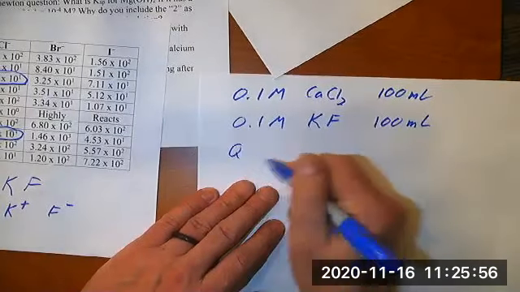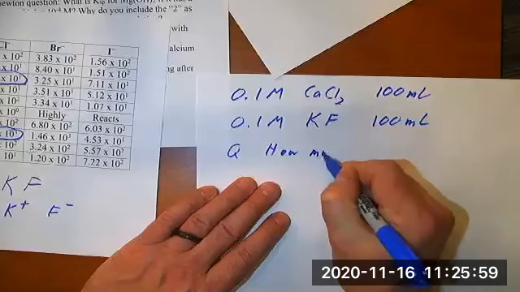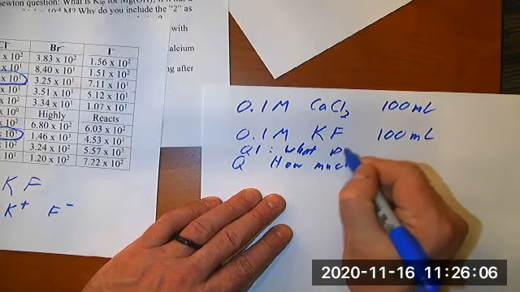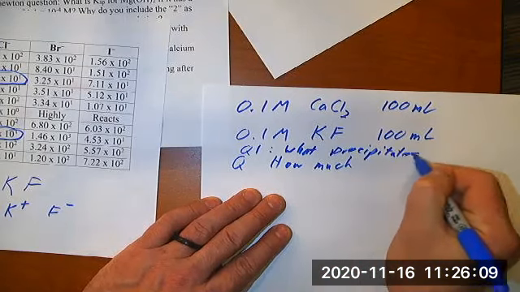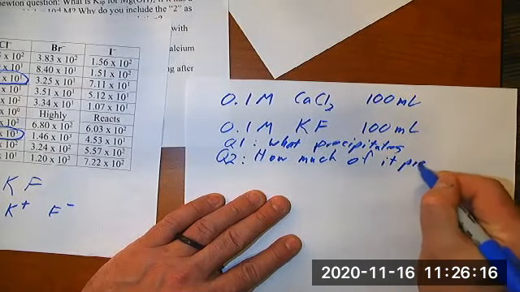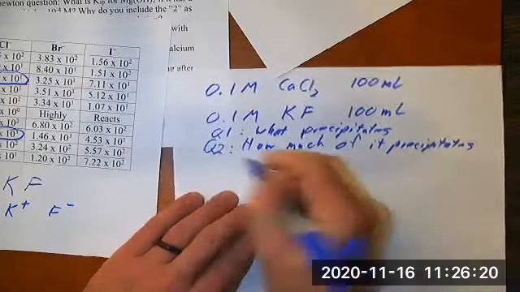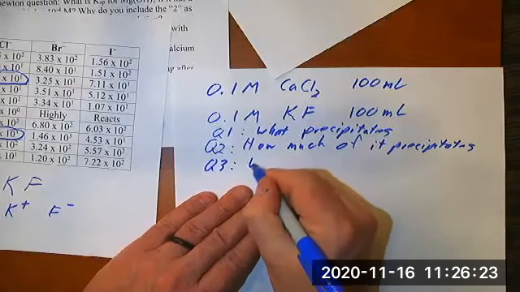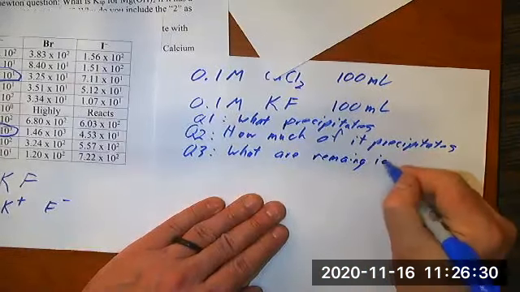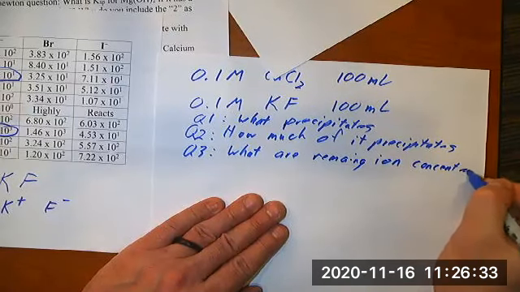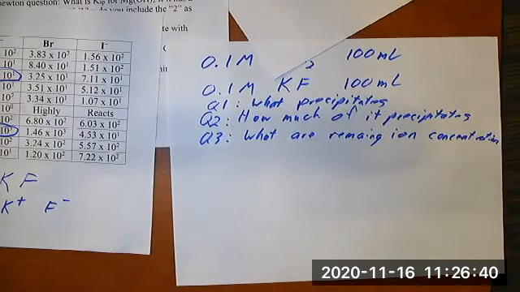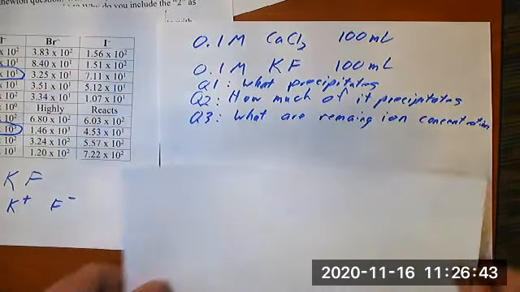So our question is, first, what precipitates, which we already answered. Second question is how much of it precipitates. And then our third question is what are the remaining ion concentrations? Okay, so I'm going to leave that as the problem statement page, and I will start on a new one.